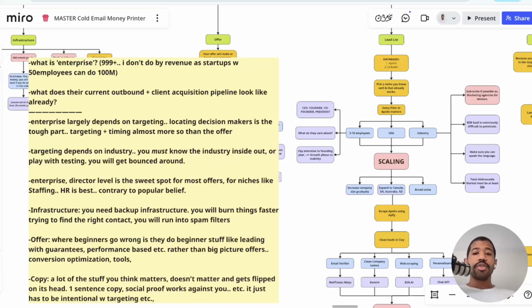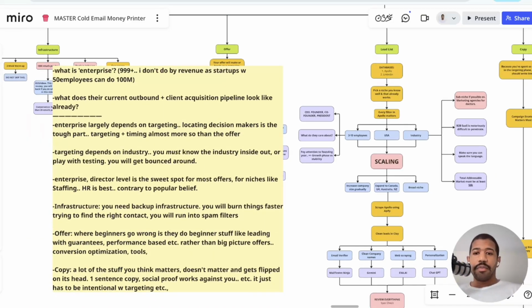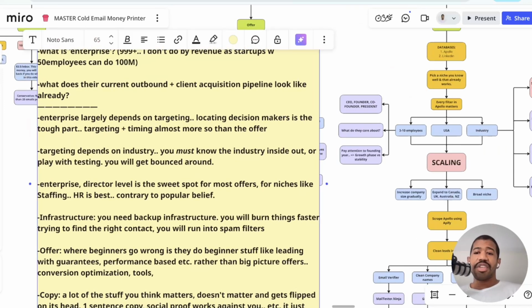So you're going to get bounced around, and we'll talk about this later, but this is why you have to have the infrastructure ready for it, because you're going to burn a lot of inboxes running into spam filters, trying to find the right contact. Your reply rates are going to be a lot lower than with small and medium-sized businesses, because a lot of the people you're reaching out to have nothing to do with who you're trying to reach or what the offer is. Spam filters and so on. But you can circumvent a lot of this just by knowing the industry.